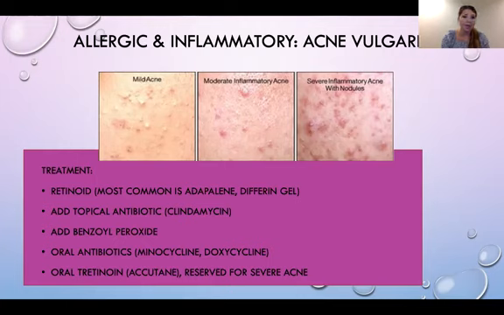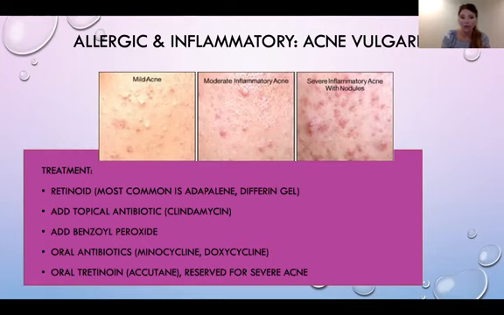So we want to get them on a retinoid. So Differin gel is a common one. You've probably seen a commercial for that or seen it in the store. They can get that over the counter. So it used to be prescription, but I think you can get it over the counter now. So we want to get them on that, and they just put that on the places they have acne.